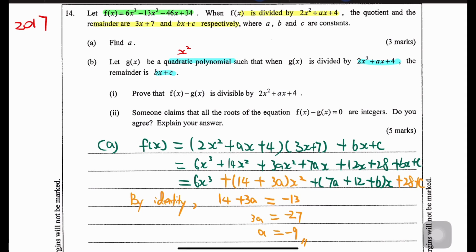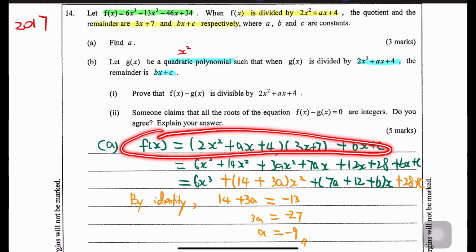In the 2017 paper, we have the polynomial given, and when it is divided by this quadratic equation here, we have the quotient and remainder. And now we need to find A. Where is A? A is here, okay? So it means that we need to use this one with the quotient and remainder. We can get the whole formula.